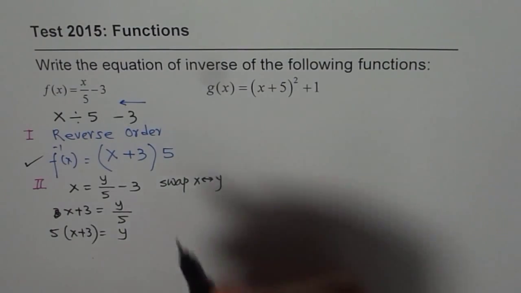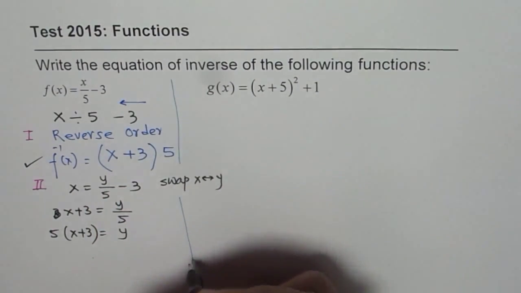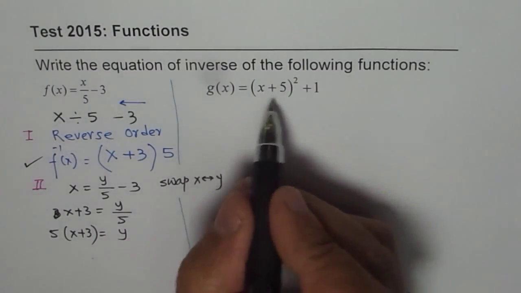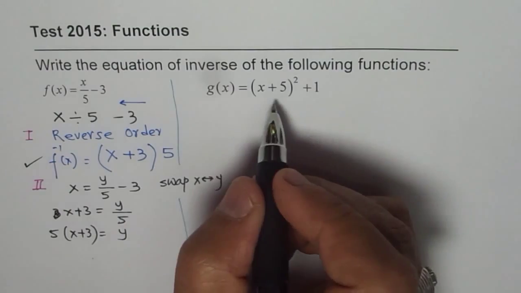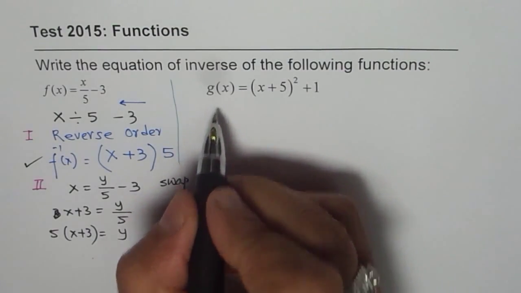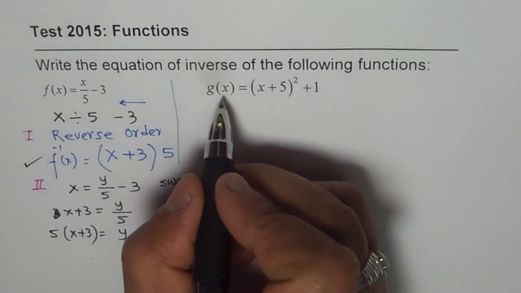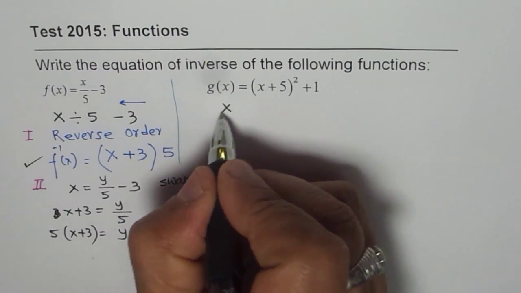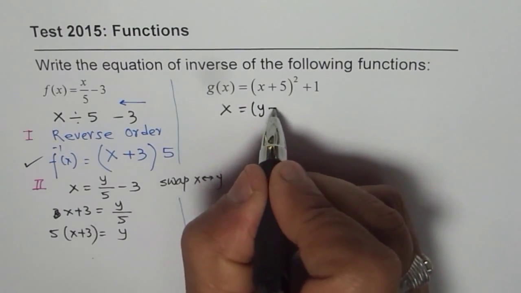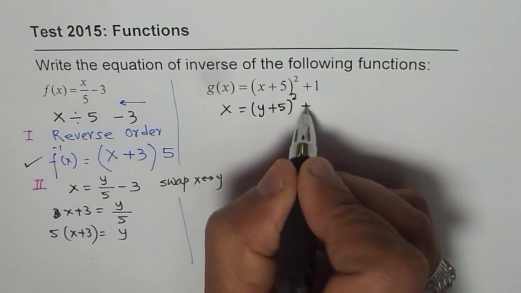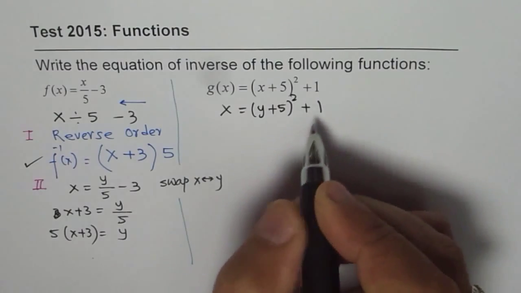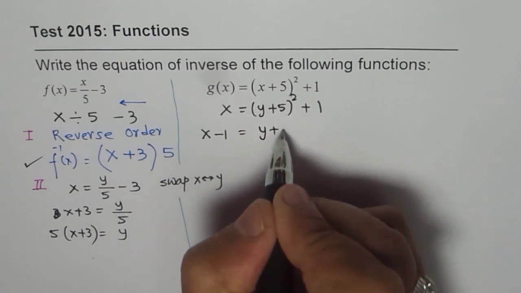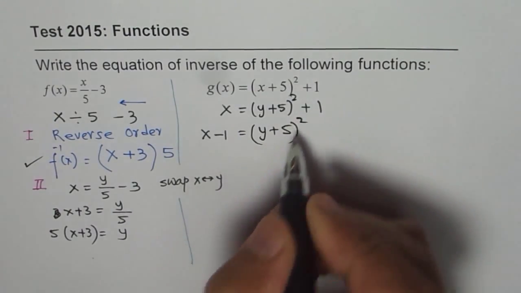Now the second question, which is g of x equals (x plus 5) whole square plus 1. So let's swap and then find the inverse. To find the inverse, the first step is always swap x and y. So this is y equals (x plus 5) whole square plus 1. Let's write it as x equals (y plus 5) whole square plus 1. Now we'll solve for y. So bring 1 on this side. x minus 1 equals (y plus 5) whole square, square root it.